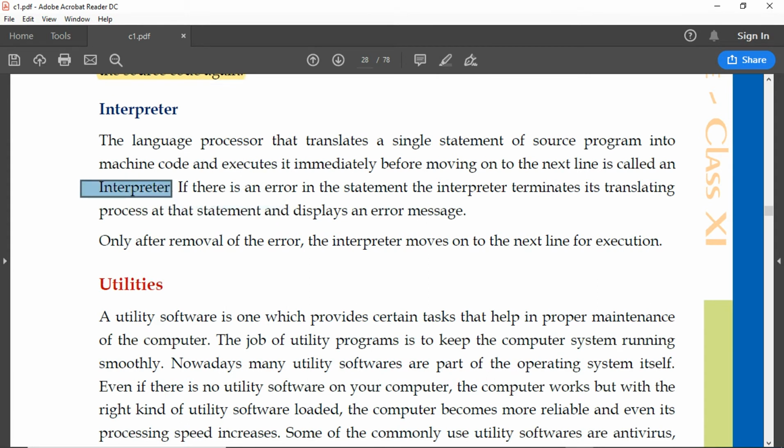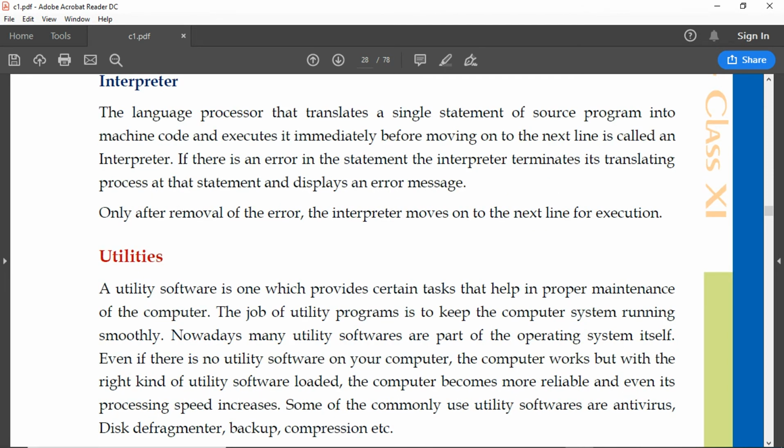If there is an error in the statement, the interpreter terminates its translating process at that statement and displays an error message. Only after removal of the error, the interpreter moves on to the next line for execution.